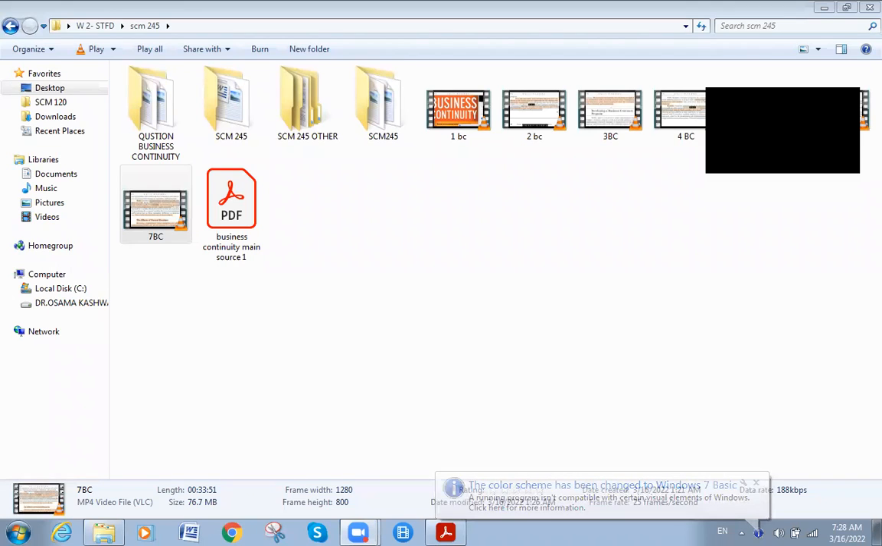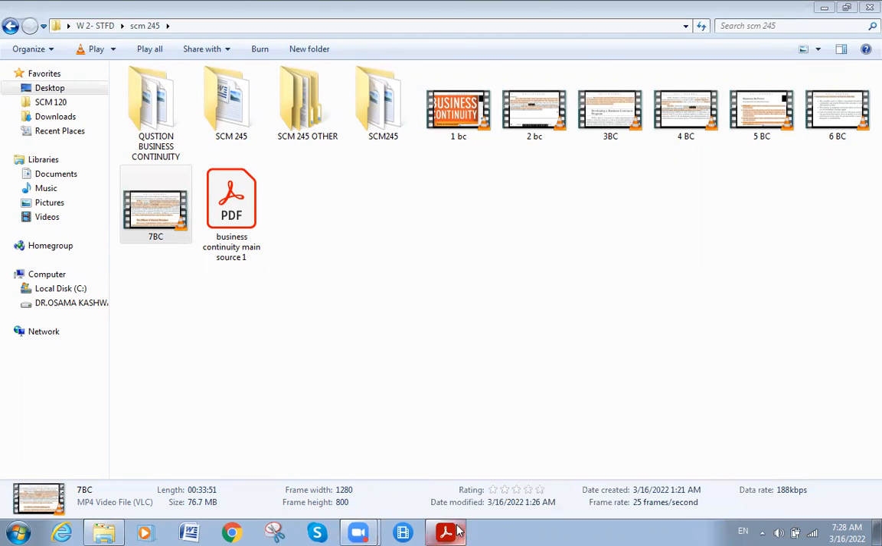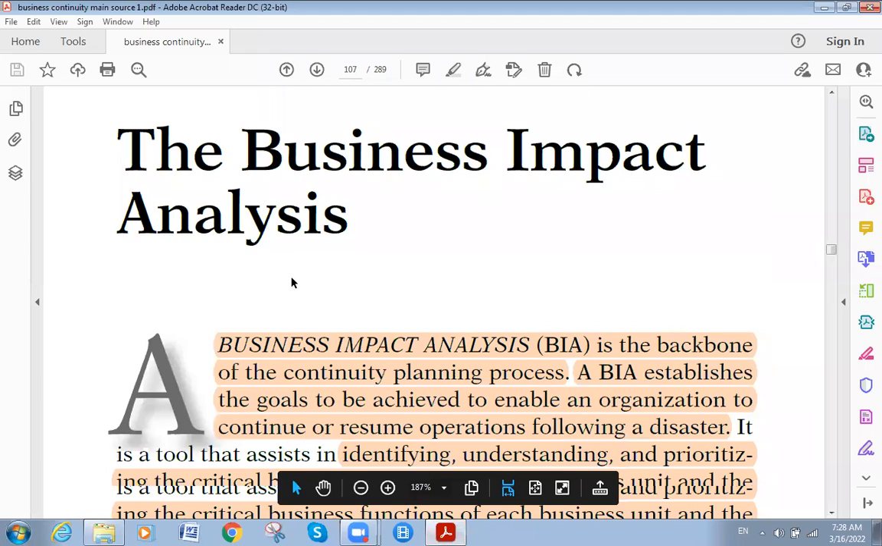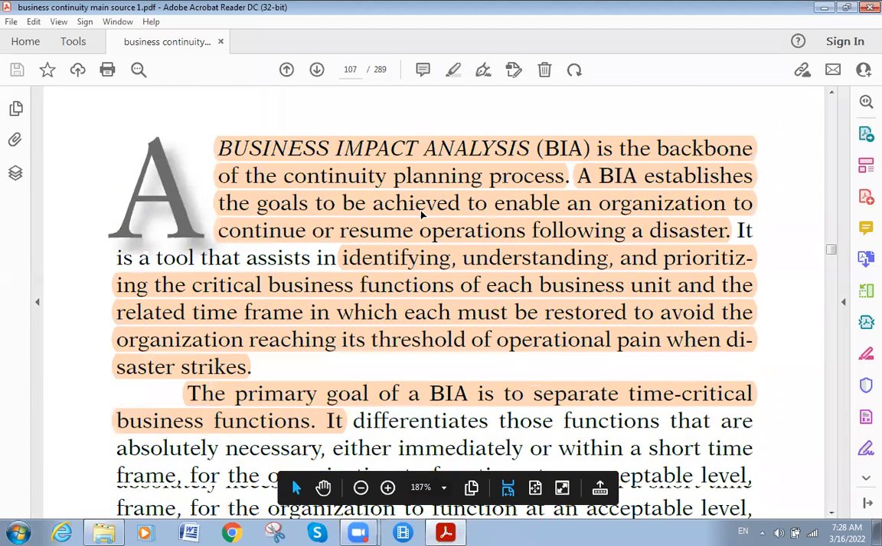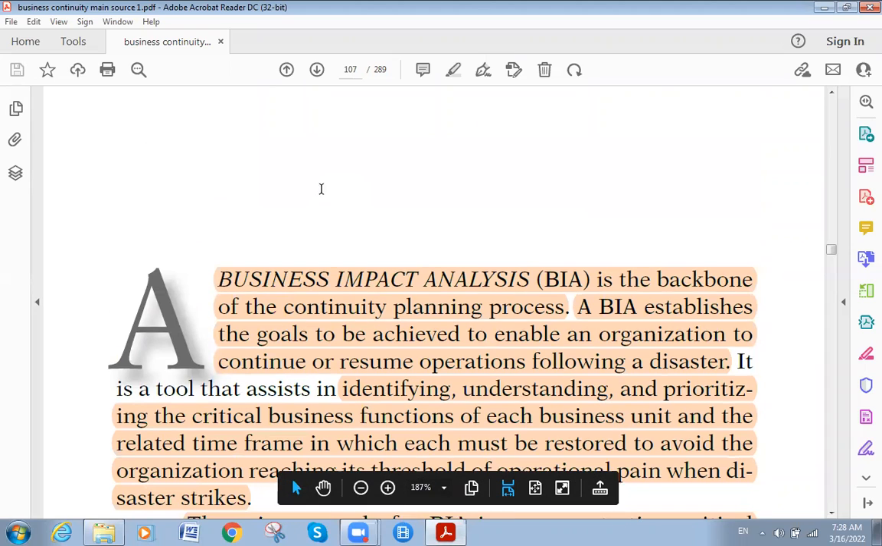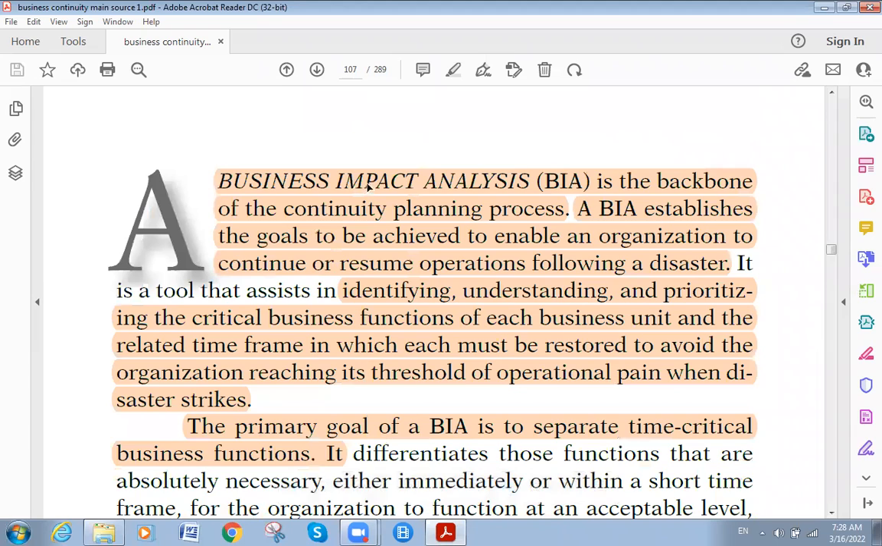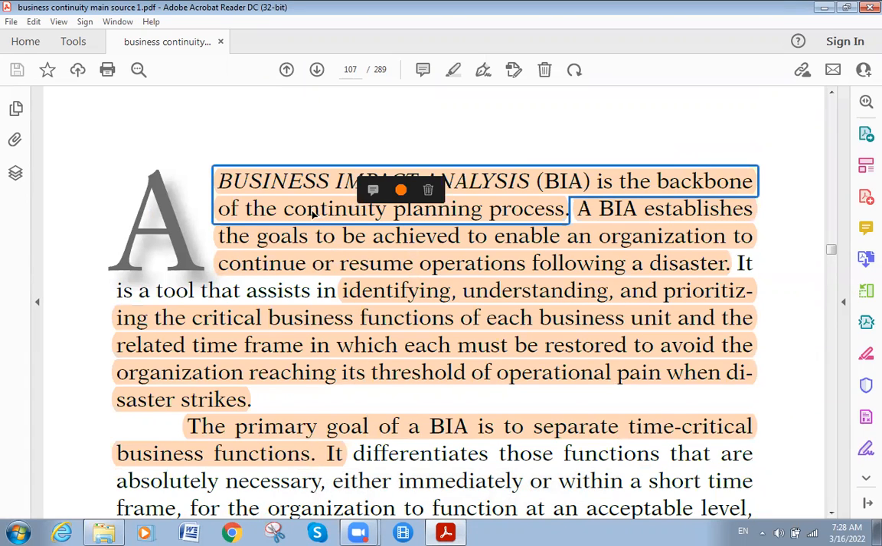And we will go directly now to a new topic. It is the business impact analysis. We are here talking about the business impact analysis, and this is a new unit. Business impact analysis is the backbone, like you see here, of the continuity planning process.